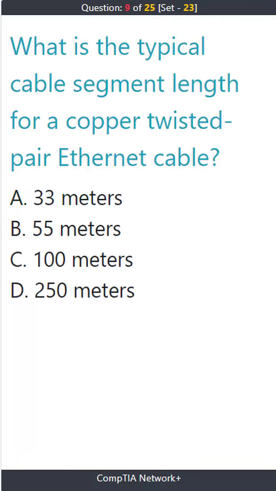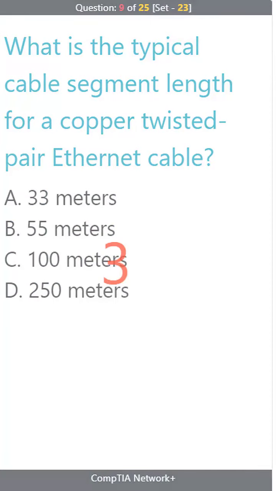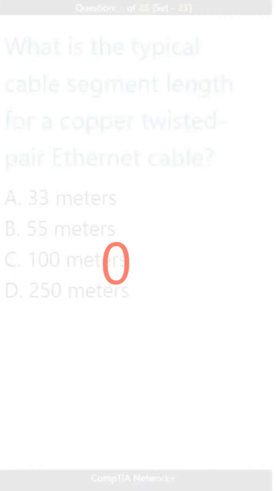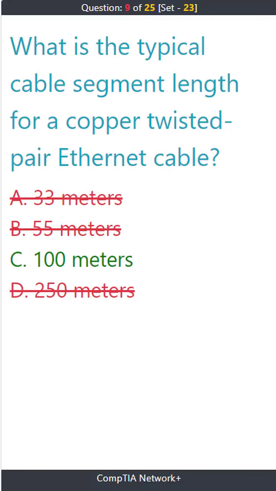Question 9. What is the typical cable segment length for a copper twisted pair Ethernet cable? A. 33 meters. B. 55 meters. C. 100 meters. D. 250 meters. The correct answer is C. 100 meters.